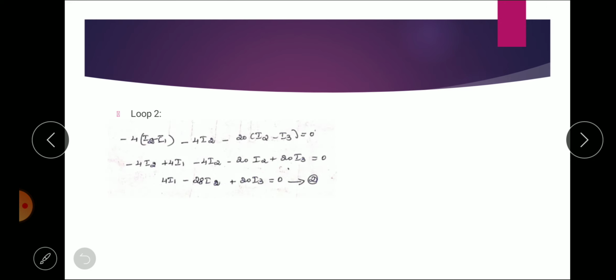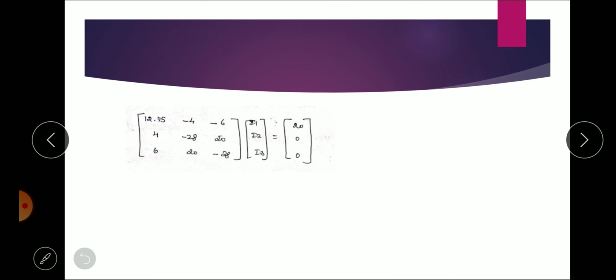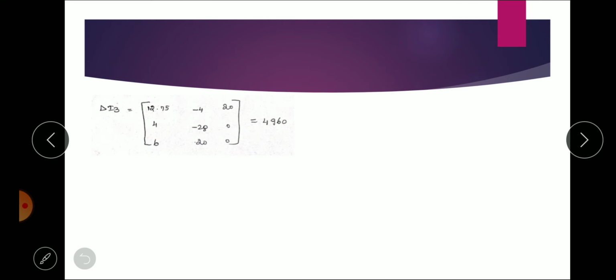Again, we calculate the loop 1, loop 2 and loop 3 equations. We get 12.75 I1 minus 4 I2 minus 6 I3 equal to 20, for the loop 1 equation. In loop 2, we get 4 I1 minus 28 I2 plus 20 I3 equal to 0. In loop 3, we get 6 I1 plus 20 I2 minus 28 I3 equal to 0. Again, we form the matrix, calculate the del value 2480 and calculate del I3. The value of del I3 is equal to 4960. So, we calculate the I3 value. We get I3 is equal to 2 amps, which verifies the reciprocity theorem.